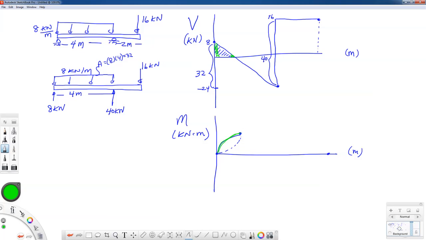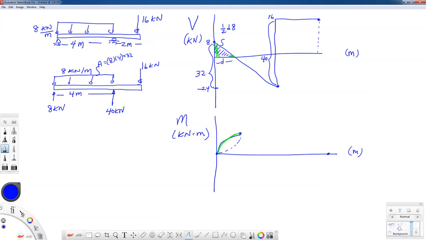Now, if I know the area of this triangle, I can find the value for that internal bending moment. If I know the distance, I'll call this distance d, then the area is going to be 1/2 the base times the height. I need to find that distance d. There's a couple ways we can do it.